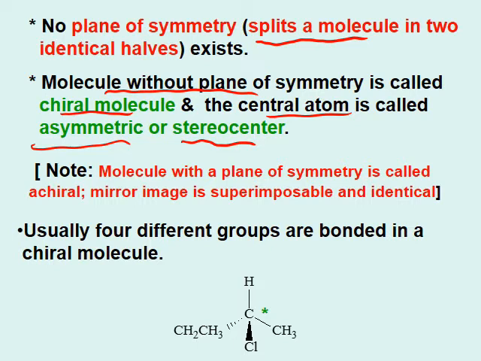So keep this in mind. And a molecule with a plane of symmetry is called achiral. There is the A attached in front of that. And if that is the case, the mirror image is superimposable and is identical.